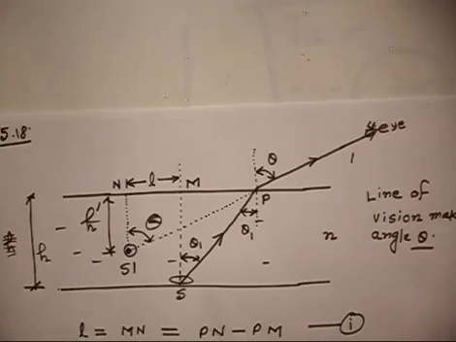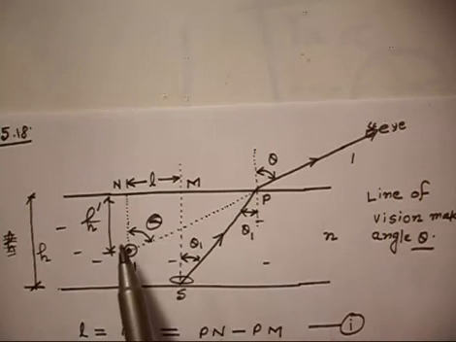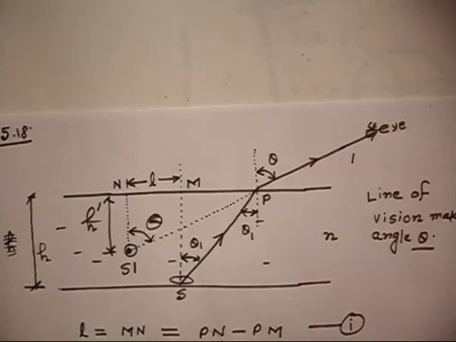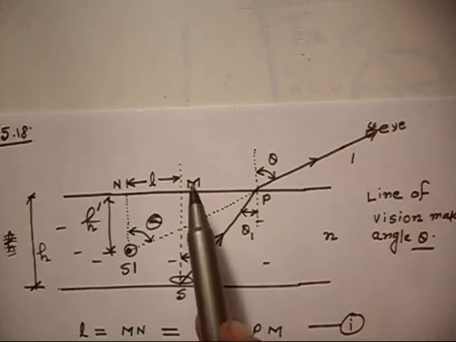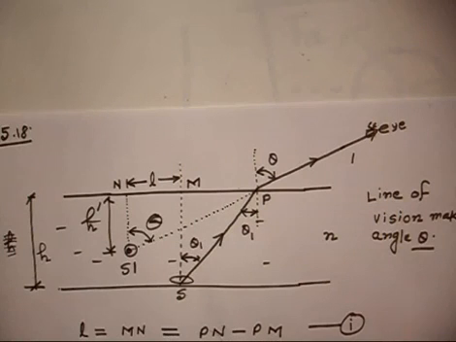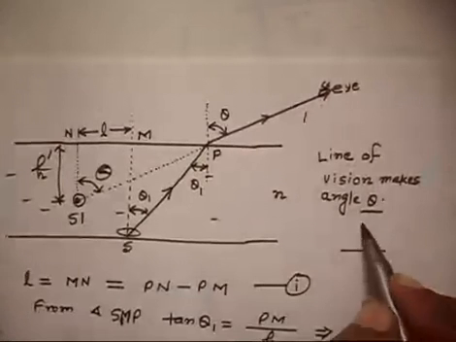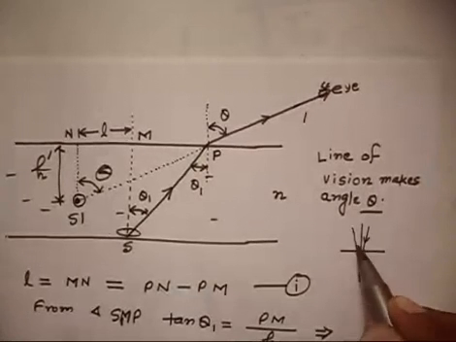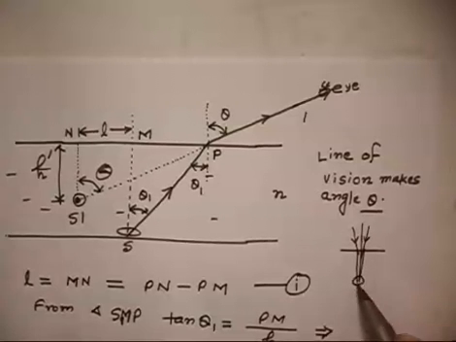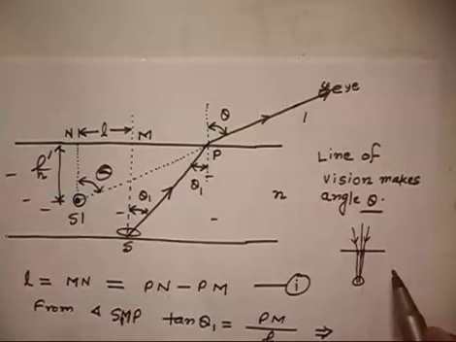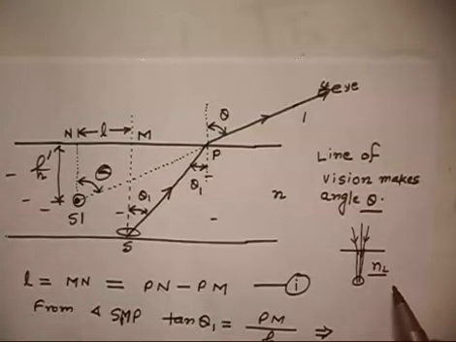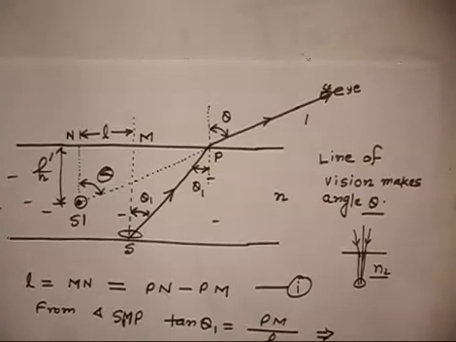Now the question asks, what is the height from the surface of the pond where the image of this stone will be seen? Now if the rays are coming paraxial, the thing is very easy. If the line of sight makes an angle 0 degree, paraxial rays are there and the stone is here, things are very easy. We can apply the formula n2 minus n1 by R is equal to n2 by v minus n1 by u. This formula is basically valid only for paraxial rays.